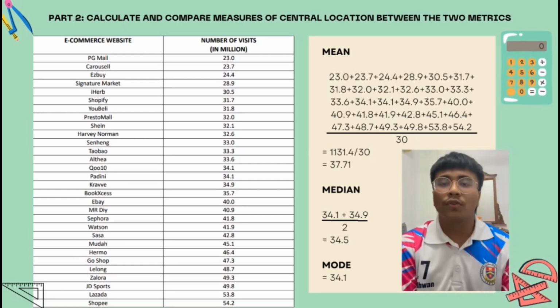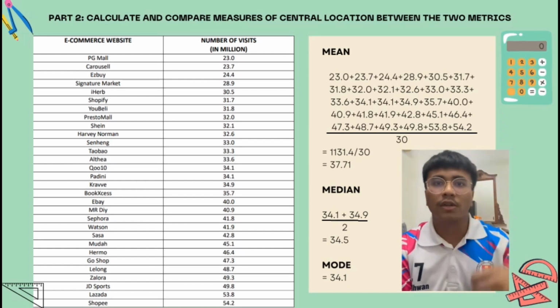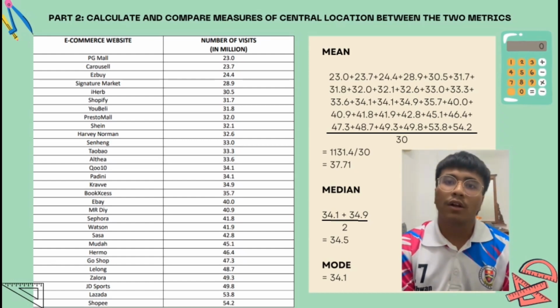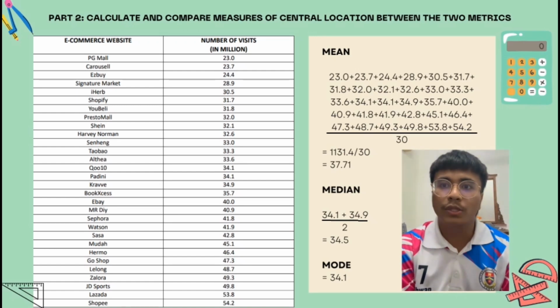For the mean, the formula is we sum up the total of the 30 companies, from the lowest to the highest, and we divide by 30. So we got 1131.4 divided by 30. So the mean is 37.71.